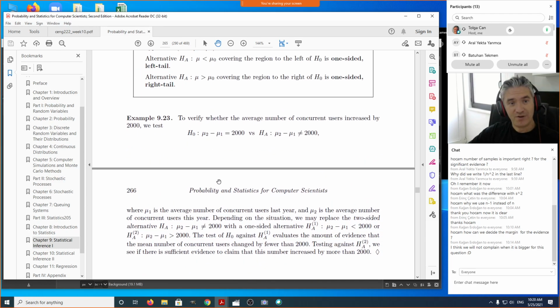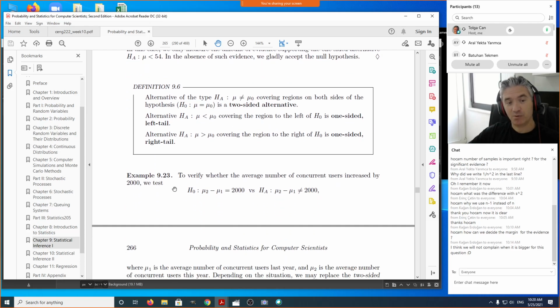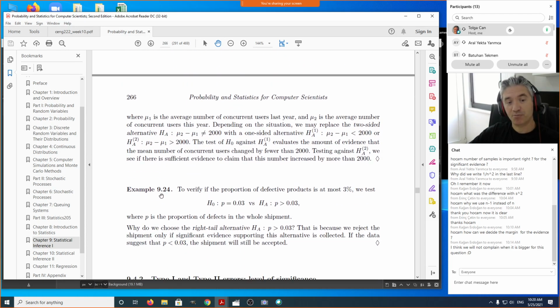All these three examples: the first one was about means, this one is the difference between means, and this example is about proportions, to verify if the proportion of defective products is at most 3%. Some company is claiming, maybe for a shipment, that you will have defective products at most 3%. If we want to tell that person, no, you're wrong, you have more defective products than that, we need significant evidence in our sample that the defective products is significantly more than 3%. So we conduct our hypothesis test like this.